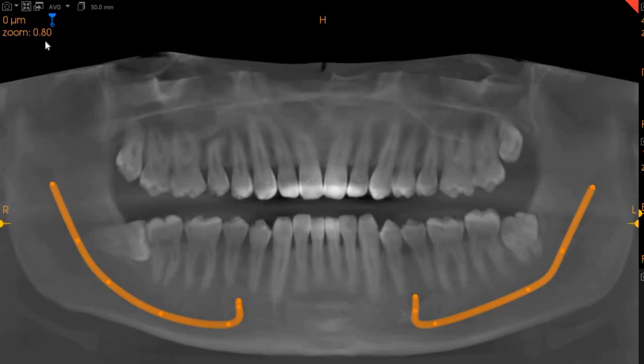This is the CBCT of the patient that you had requested. The area of interest is the lower right and the lower left wisdom teeth. As you can very clearly see, the lower right wisdom tooth is horizontally impacted.